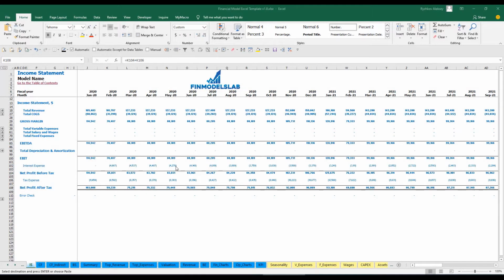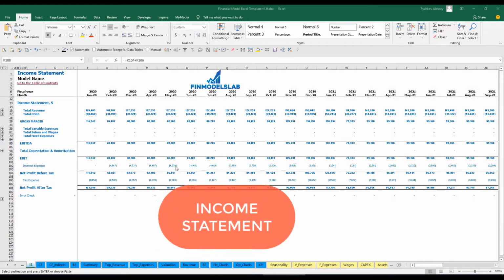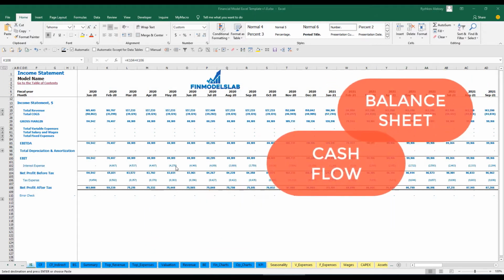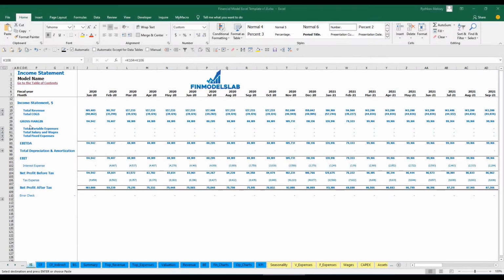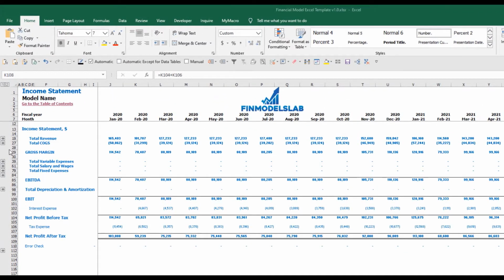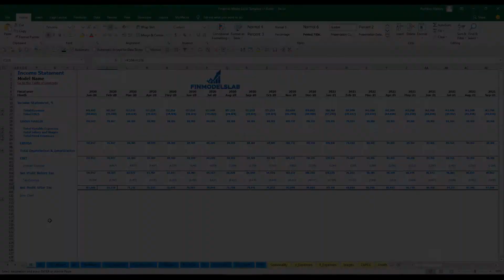The reporting section of the model consists of income statement, cash flow and balance sheet, broken down by months. In the income statement you may see your revenue, cost of goods sold, margin, all the expense types, depreciation, interest expense, tax expense, and net profit after tax.